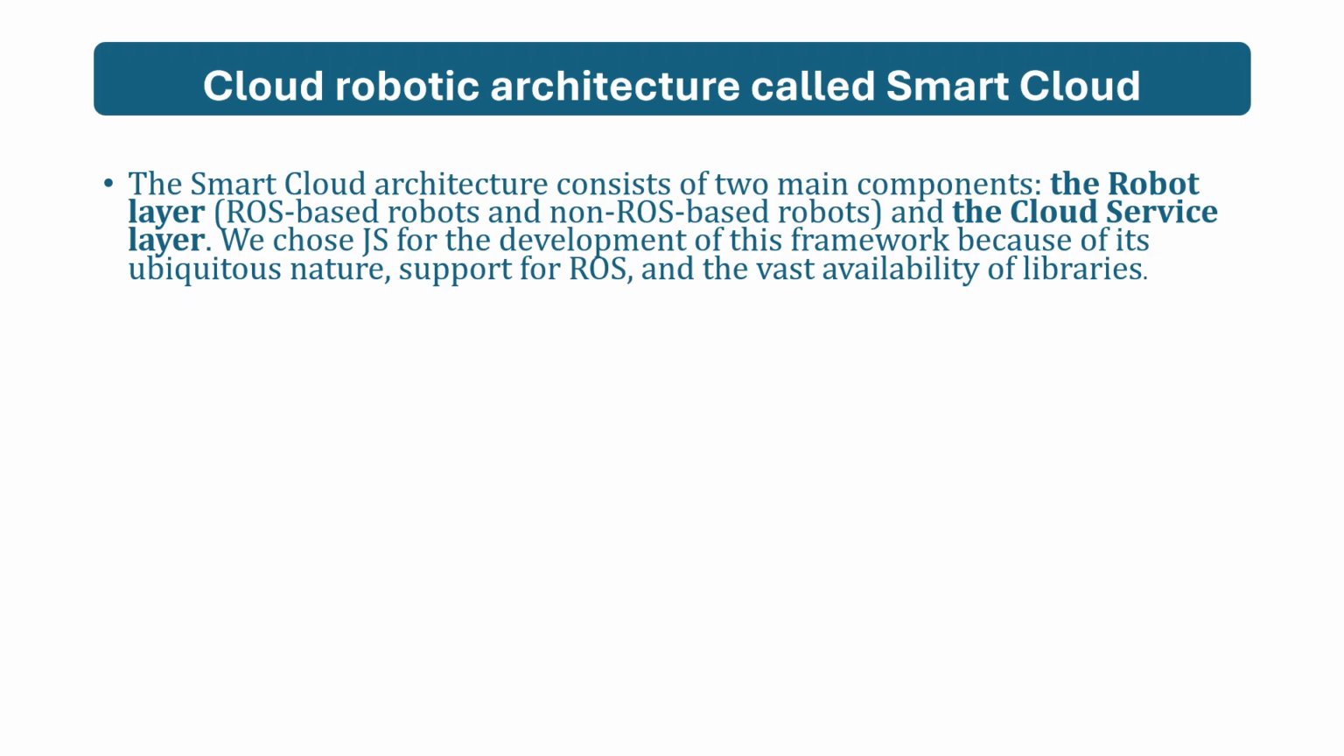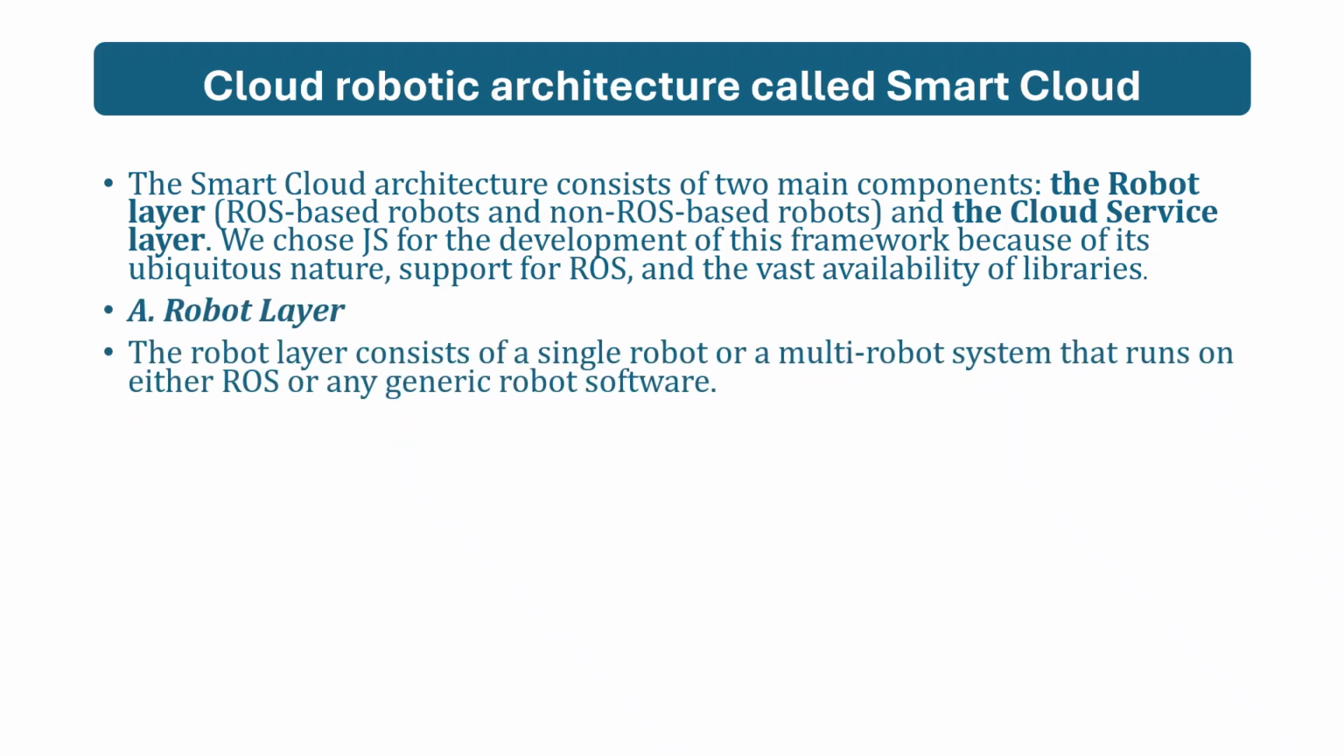Got it? So here is the explanation of the first layer, which is divided into two parts. Number one is the robot layer. The robot layer consists of either a single robot or a multi-robot system. A multi-robot system consists of so many robots connected in a single system. So this is known as a multi-robot system, and in a single robot system only one robot is connected. Whether it is single or multiple, they run on ROS, meaning Robot Operating System, or any other software.